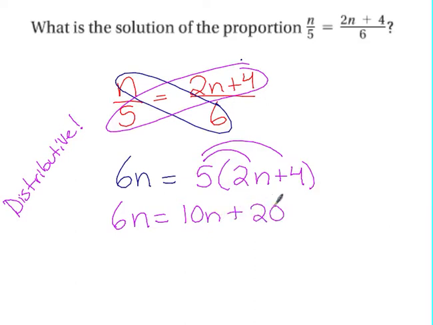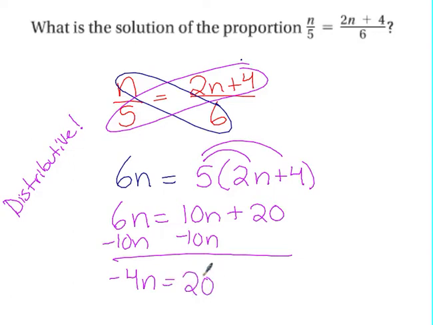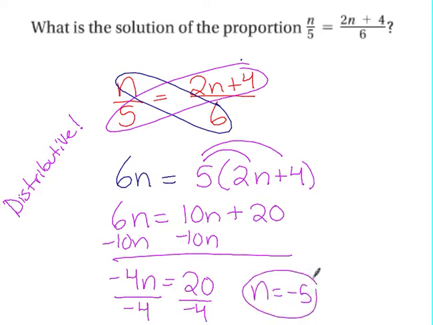Now our goal is the same as it's been for the last couple weeks. We're going to get those n's together. So we're going to subtract 10n from both sides. That leaves you with negative 4n equals 20. We're going to divide both sides by negative 4. And we are going to get n equals negative 5. Remember, a positive divided by a negative is a negative. All right? Good job, guys.